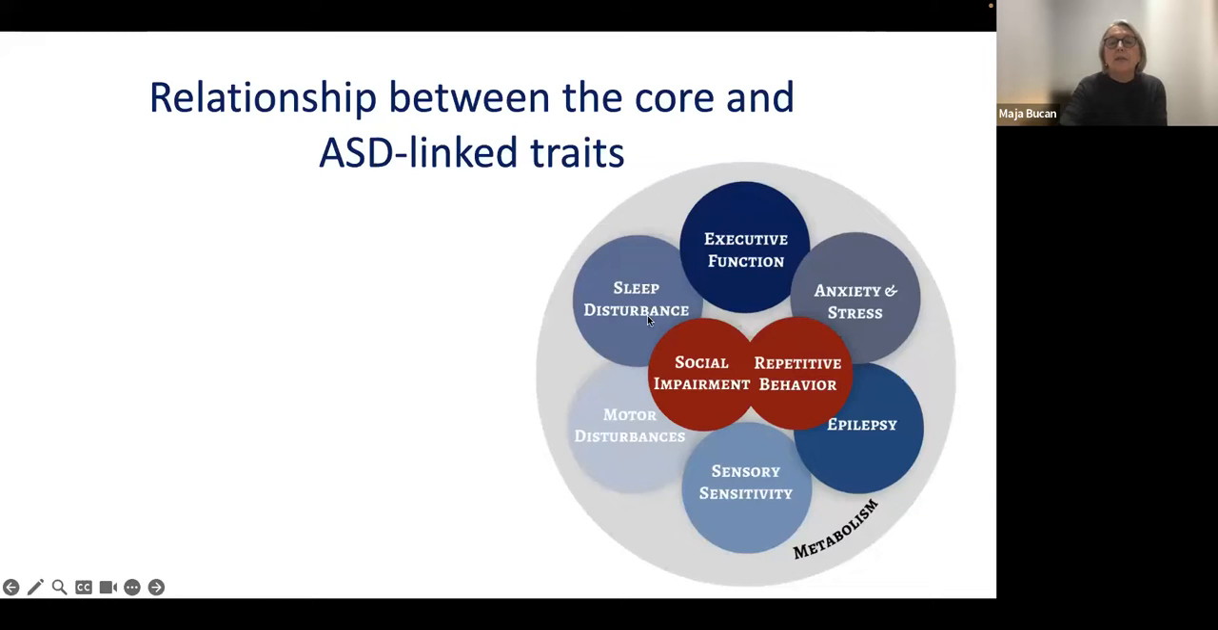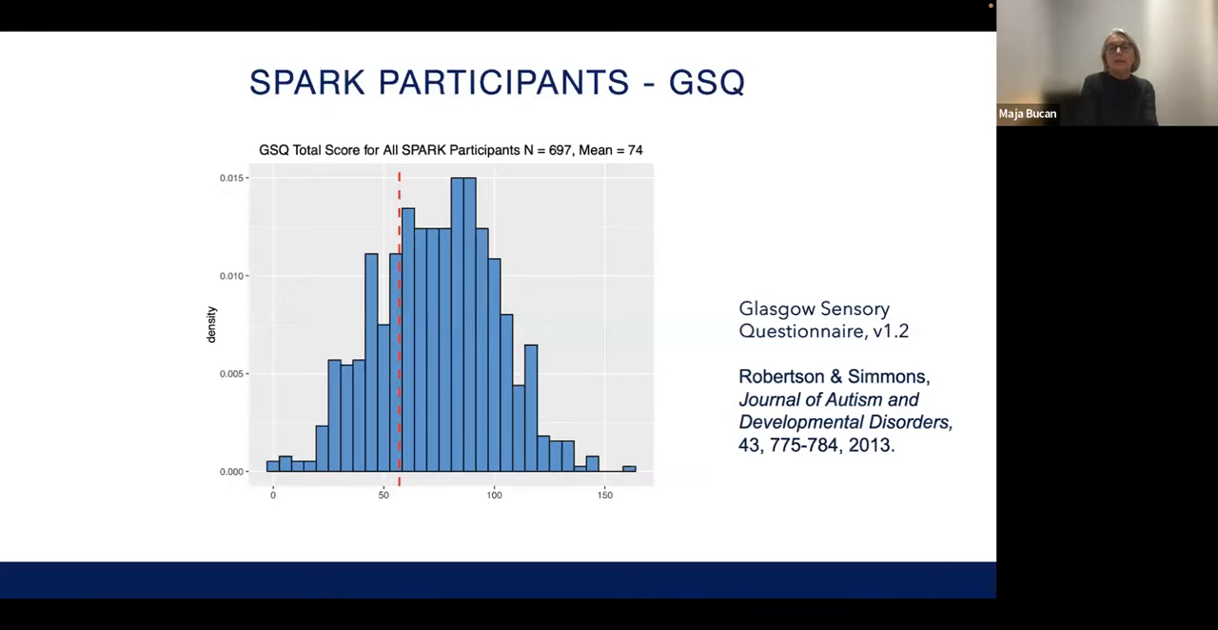And basically, in order to give you some sense for the richness of data that we are generating, I'm going to present preliminary scores from the Glasgow sensory questionnaire that was already done on almost 700 subjects. So you can see here a frequency distribution of all 700 individuals according to published data.